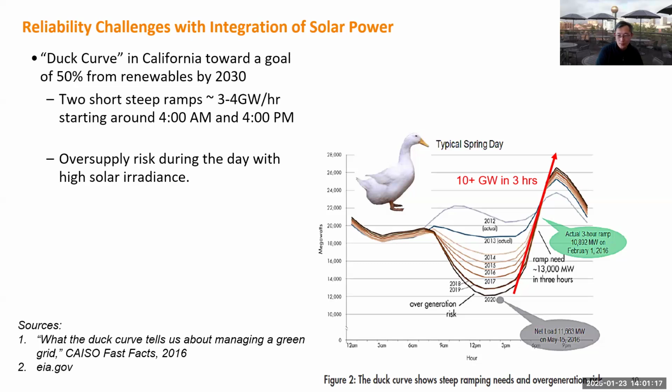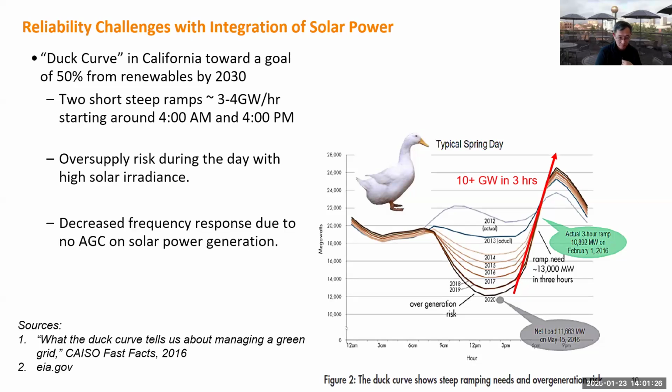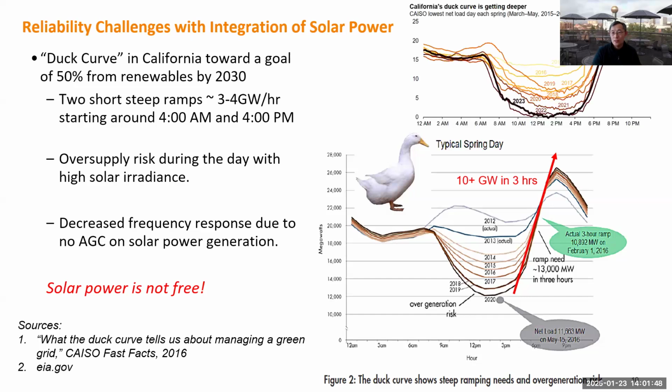So this can bring some risk with the balance between the generation and load, especially during the daytime. Definitely, this can also cause some decrease of inertia, because if you replace the conventional generation by the solar farm, your inertia will also decrease. Okay, solar power is not free. Even though the sunlight is free, solar power is not free.